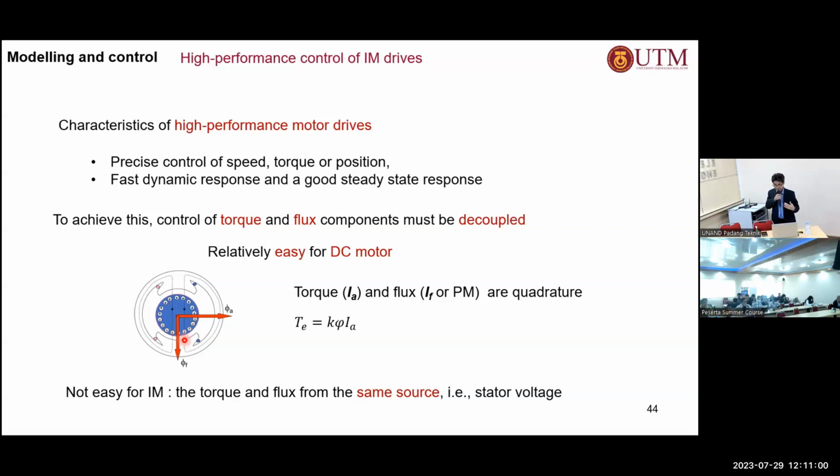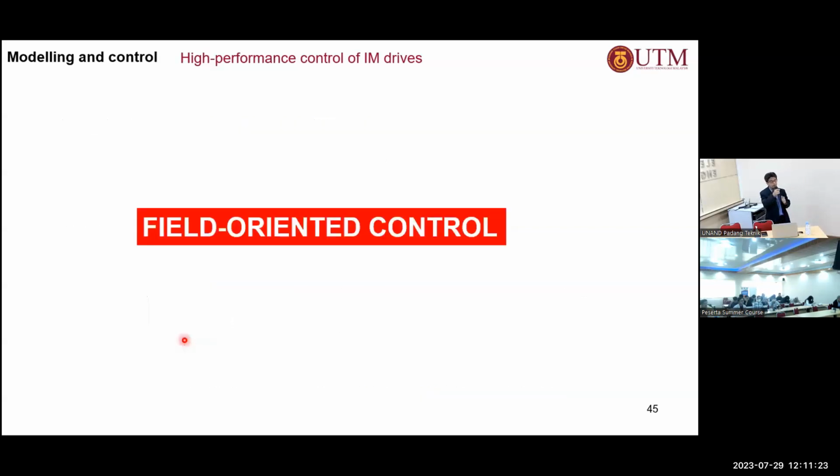Now, for induction machines, it's not going to be straightforward, okay, because the source on the rotor is coming from, and as I said, the coupling between the two cannot be avoided. All right. So in order to transform the induction machines into the form which is similar to the DC machines, then this is where we introduce the field-oriented control.